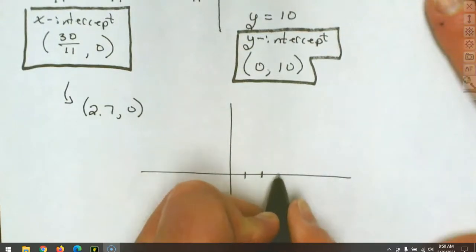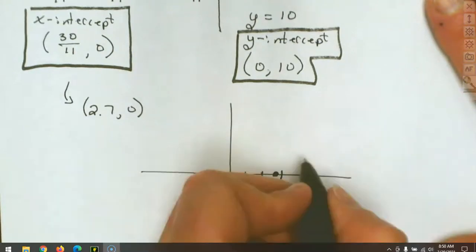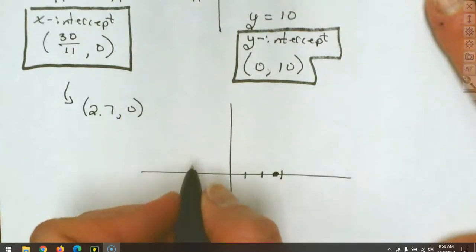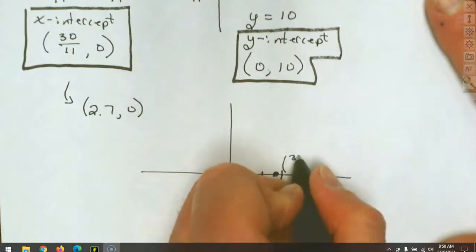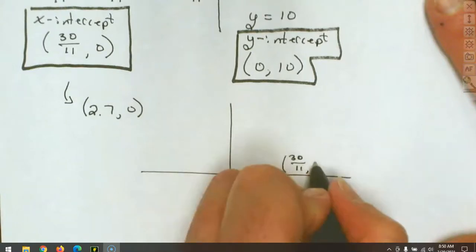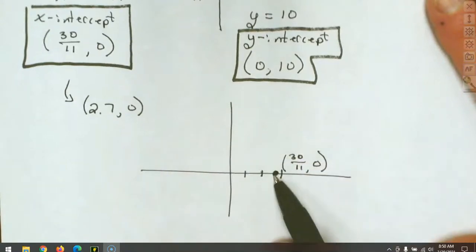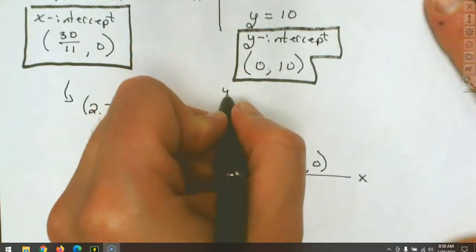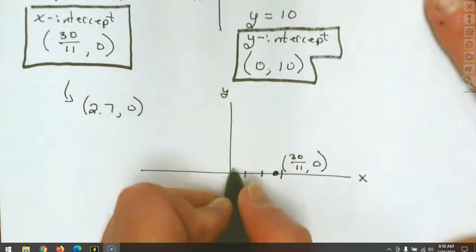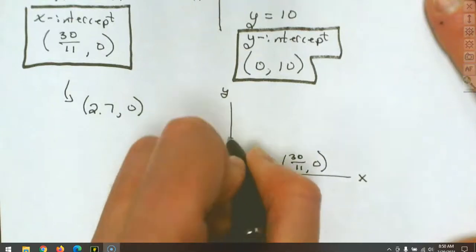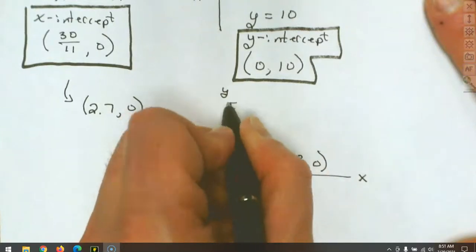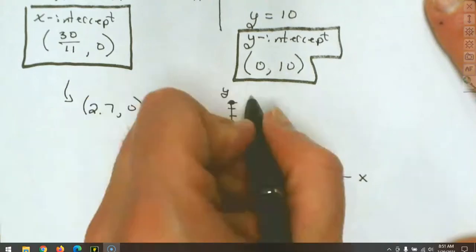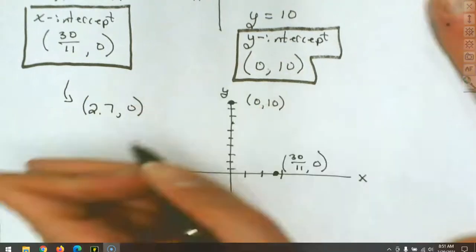2.7, well, that's in between 2 and 3, and it's going to be a little bit closer to 3. They do not have to be exact. And I'll go ahead and label this with the fraction. You could also label it with the decimal, but I'm going to label it with the fraction. So there's that point right there. That is your x-intercept because it crosses the x-axis. And then we've got our y-intercept that's going to be up 10. So 1, 2, 3, 4, 5, 6, 7, 8, 9, 10. And then we can connect them together.